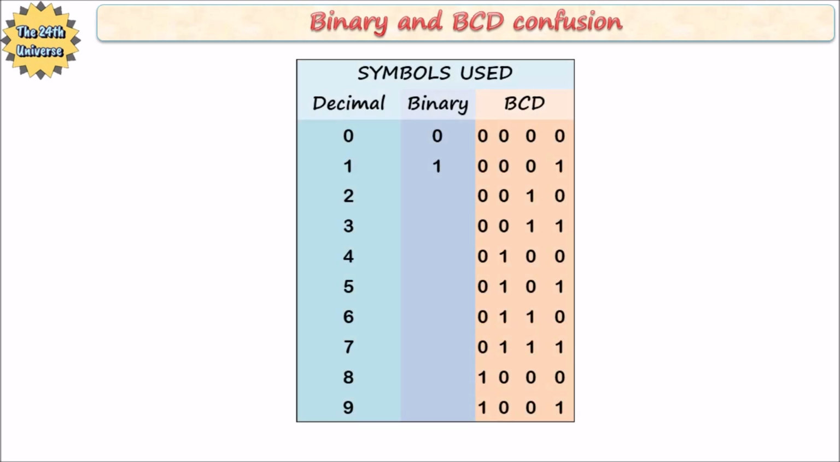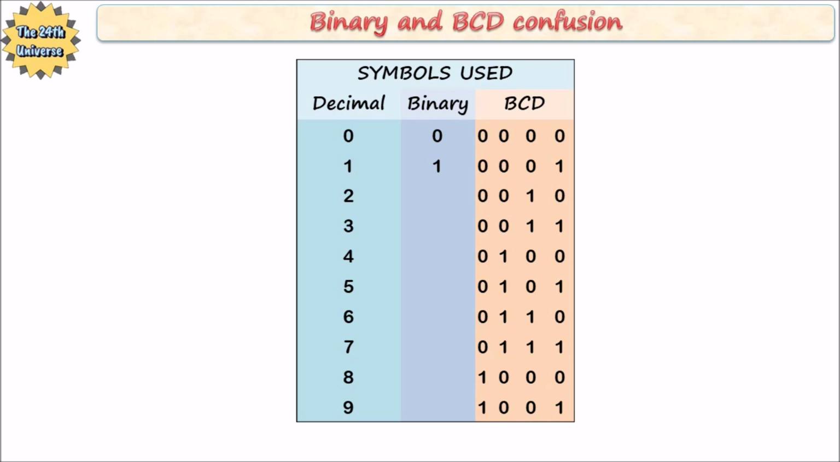The confusion between binary and BCD. Let us understand by comparison. BCD is nothing but our decimal number system. In decimal number system, we write 0 to 9 using the symbols 0, 1, 2, 3, 4, 5, 6, 7, 8, 9. Whereas in BCD, we write the same thing using the symbols 0000, 0001, 0010, 0011, 0100, 0101, 0110, 0111, 1000, 1001.